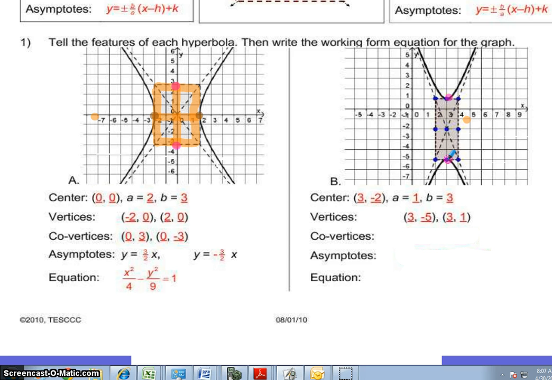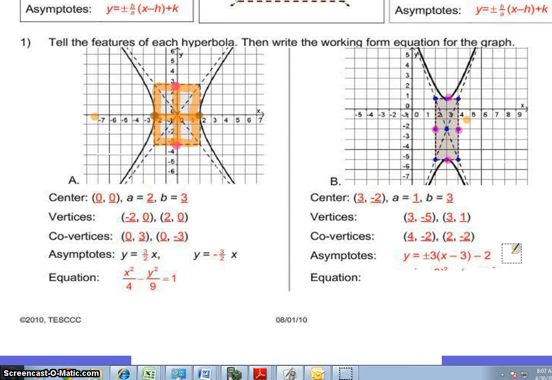So where are we going to talk about our co-vertices being? Here and here. So my co-vertices are 4, -2 and 2, -2. So using a formula to find my asymptotes, I'm going to get this.